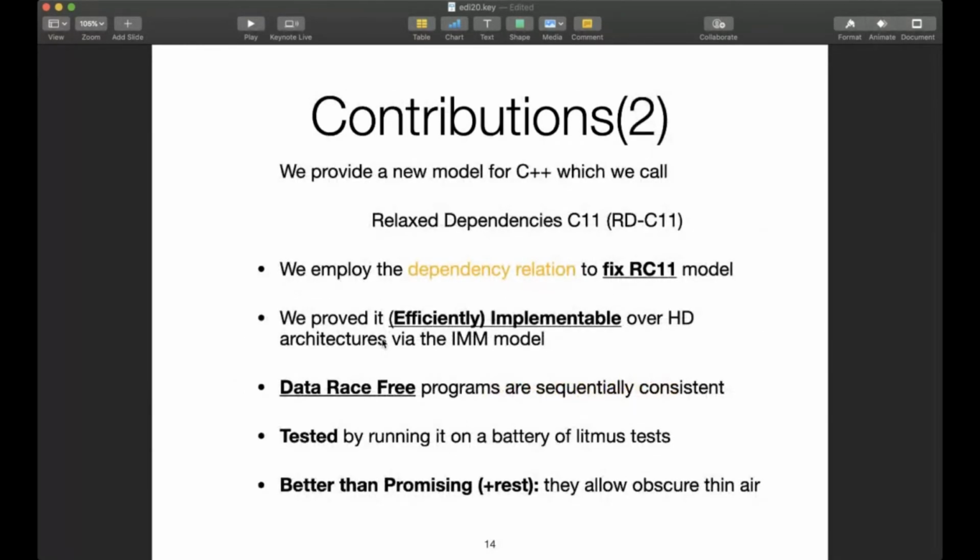What we do with that then is we use that semantic dependency relation and combine it with the state-of-the-art C++ model, which is this RC11 model. And where they have a fixed notion of dependencies, where they have this PO union RF restriction, which we know is too tight, we replace that with a restriction based on our semantic dependency relation. And that turns out to be quite a good model we can observe for C++. We prove this is efficiently implementable over hardware architectures. So that's one form of validation that says this model is not too weak.